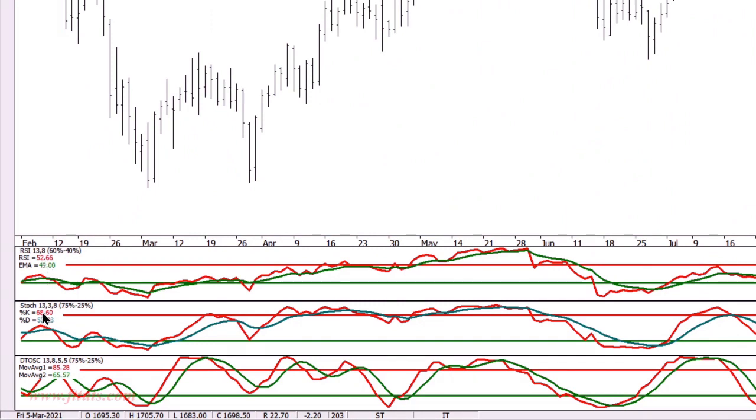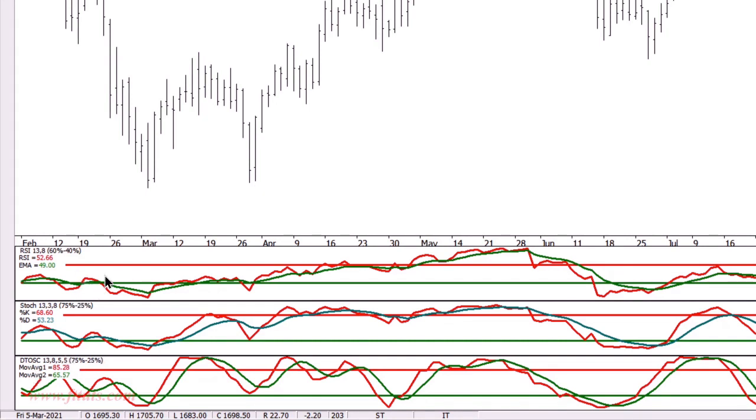And the 3 indicators I have are the RSI and stochastic, which we saw a little bit earlier. These are 2 of the most popular, most used indicators for all markets and all time frames, the RSI and the stochastic. Then the bottom one is called the DT oscillator. This is an oscillator that's unique to the Dynamic Trader program, which I developed and we use in this course. It's very similar to a stochastic, as you can see.